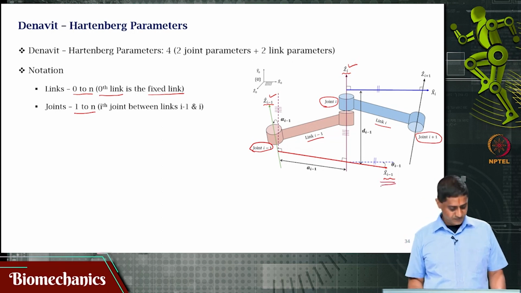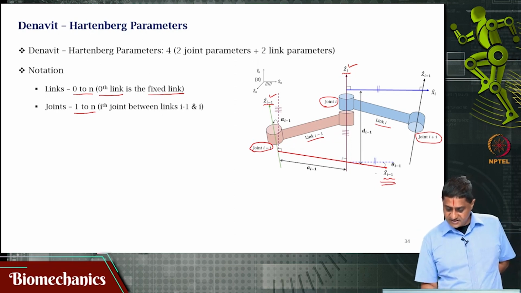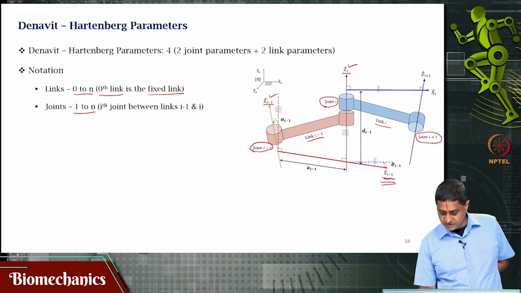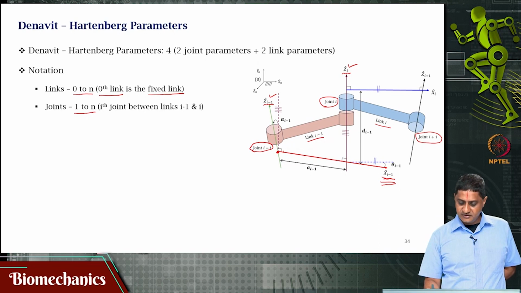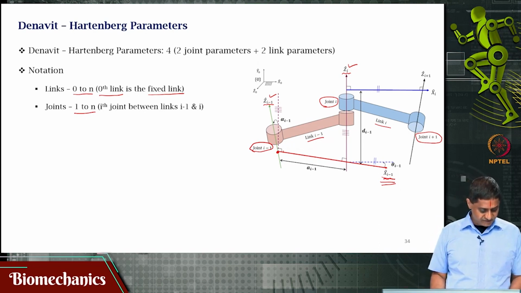This is it. Now, the point of intersection of the x i minus 1 axis with the z i minus 1 axis, the point of intersection of the z i minus 1 axis and the x i minus 1 axis, is the origin of the i minus 1 coordinate frame. Okay.